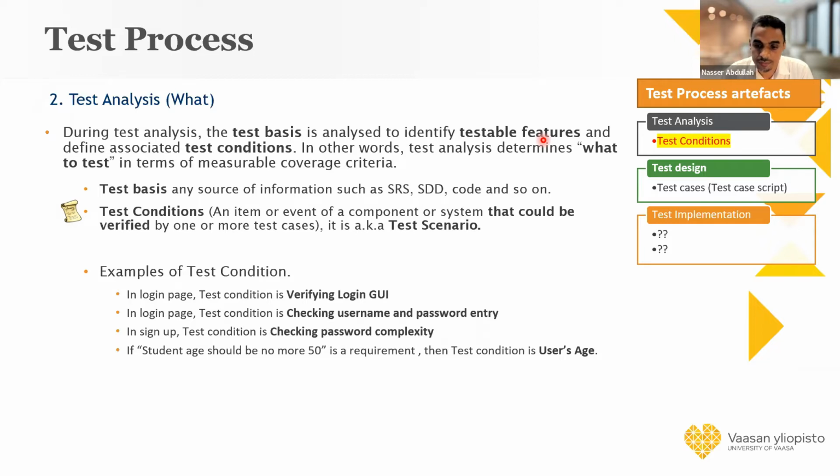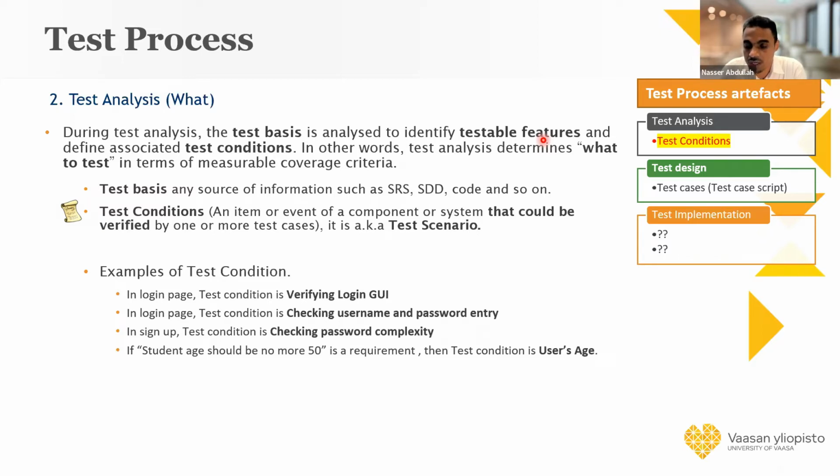Test condition: it is any item, any event, any thing in your system that could be verified. A very important step is to list all the test conditions, because all the next steps are based on them. So the important question here is how to derive your test conditions.